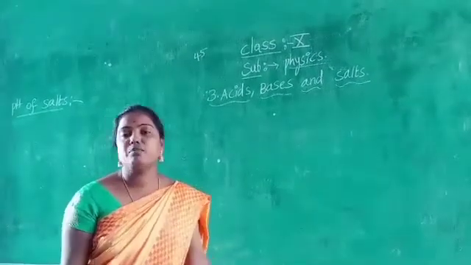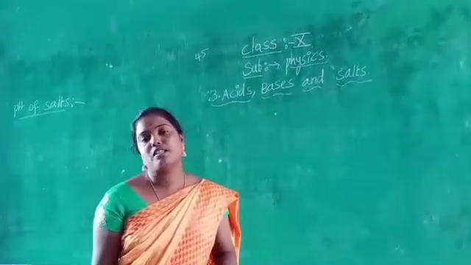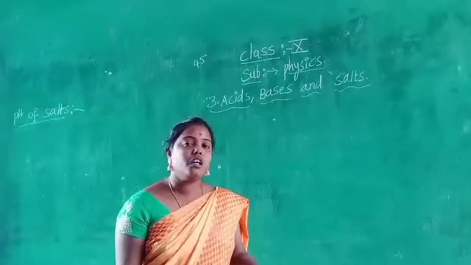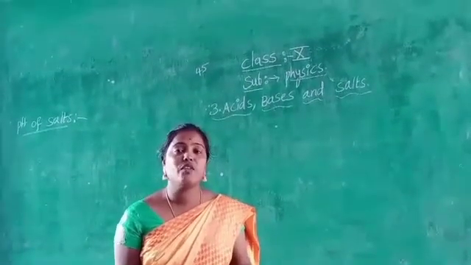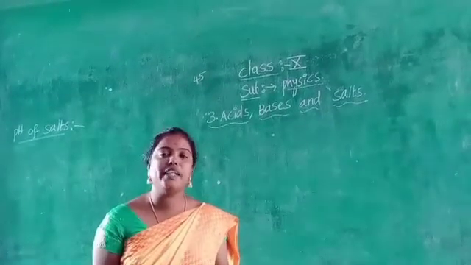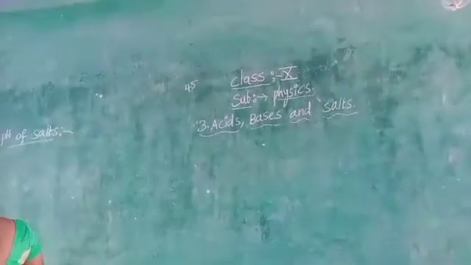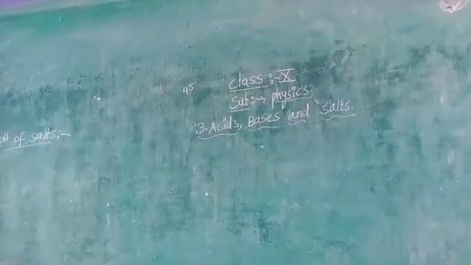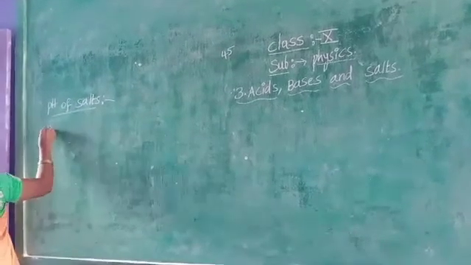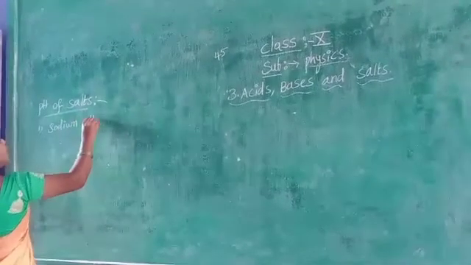Children, in the previous class, in activity 14, we discussed different types of salts present in our nature. We discussed the sodium family of salts, potassium family, chloride family, carbonate family, nitrate family, etc. Now we are going to discuss the pH of these salts. First you collect some samples like sodium chloride.